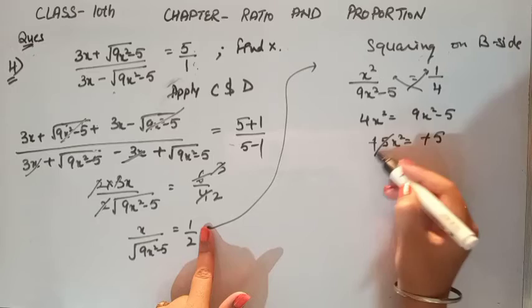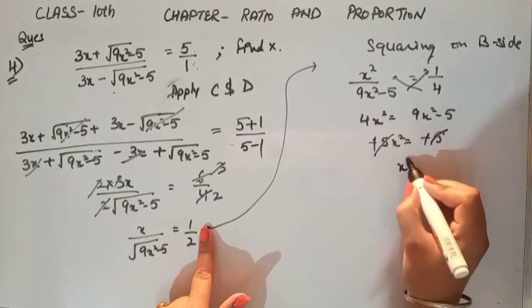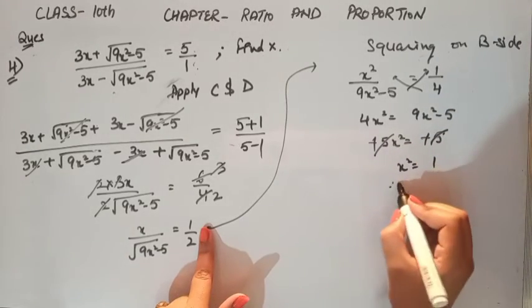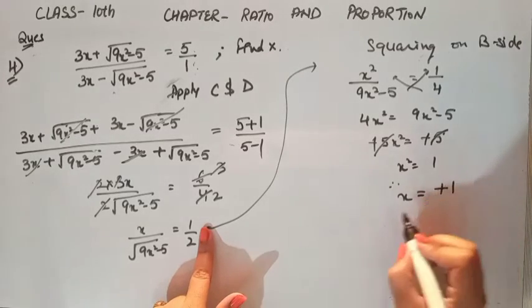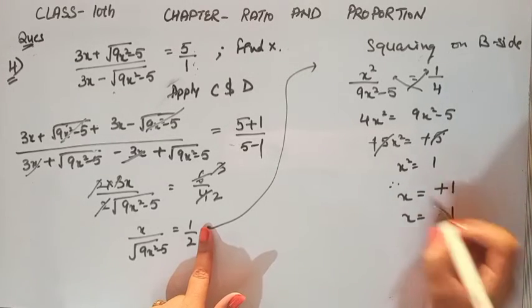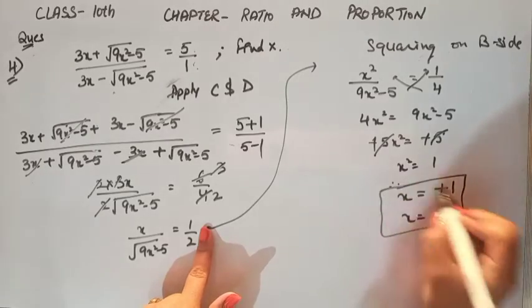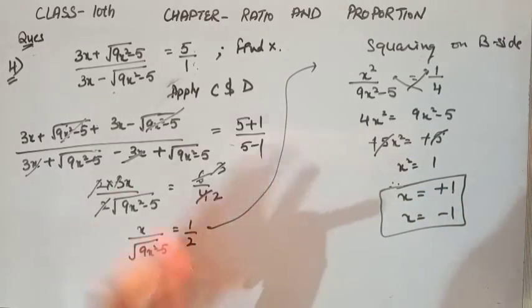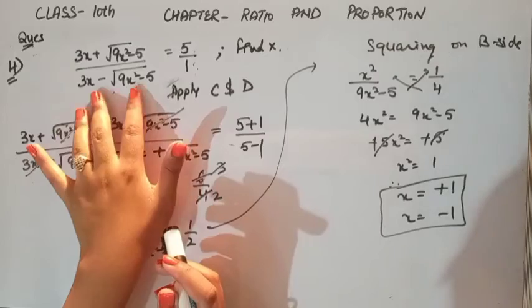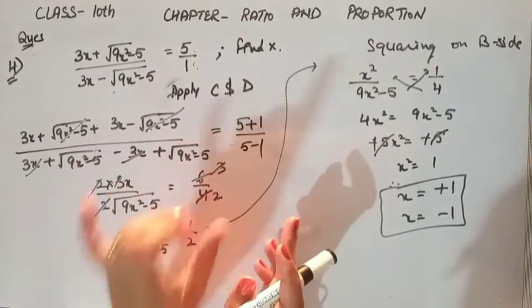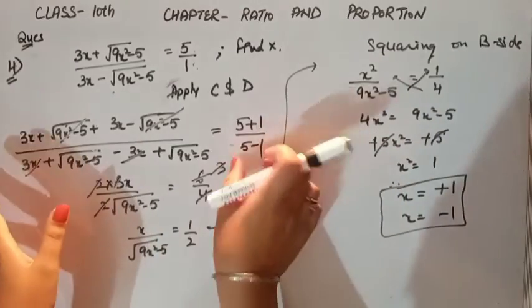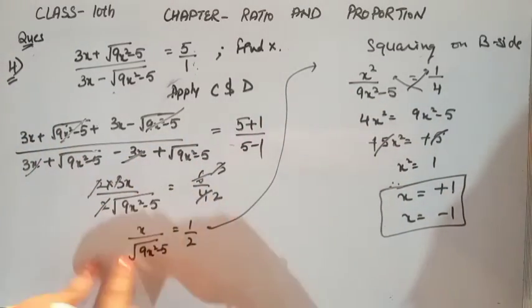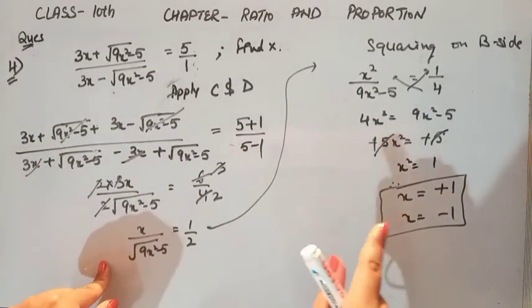Minus minus cancel, 5 cancel. x square is equal to 1. That means x can be either plus 1 or minus 1. So this way we get the value of x. So we have to apply componendo and dividendo on both sides. That is a very important point. Applying componendo and dividendo, we get the required answer.